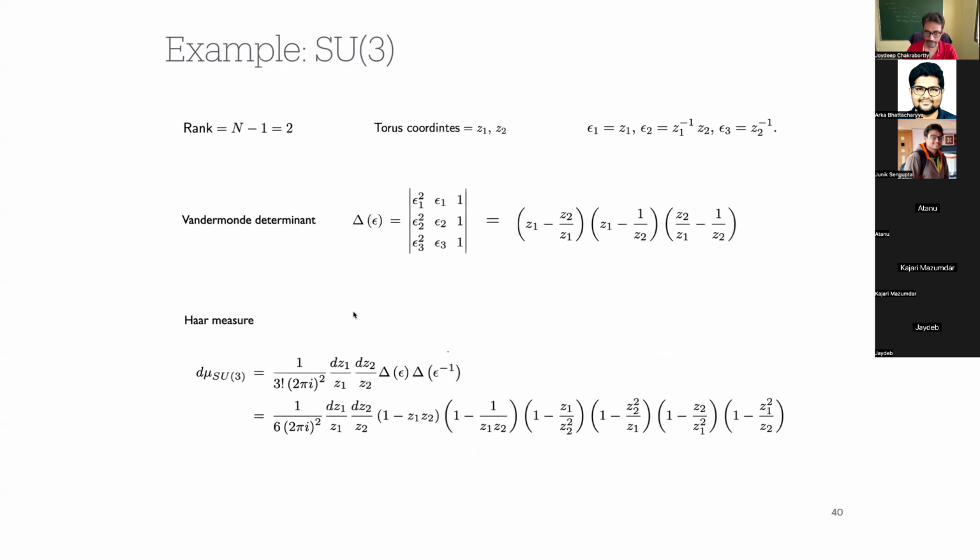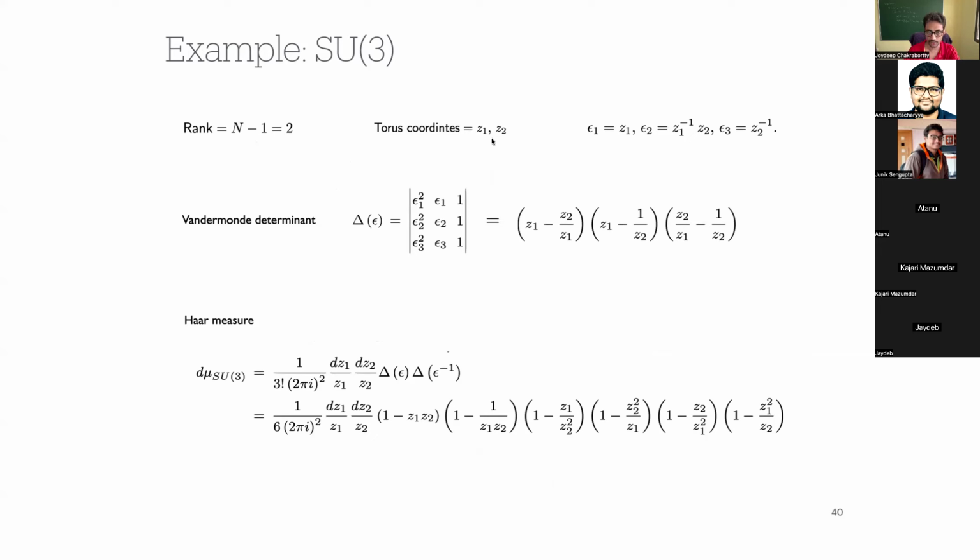So let's see one example, and I think that will be much easier to visualize. Let's take the example of SU3, because SU2 is too trivial and we might miss some important ingredient. So for SU3, the rank is n-1, so 2. As I said, the rank decides how many independent torus coordinates there will be. So there are the torus coordinates Z1 and Z2.